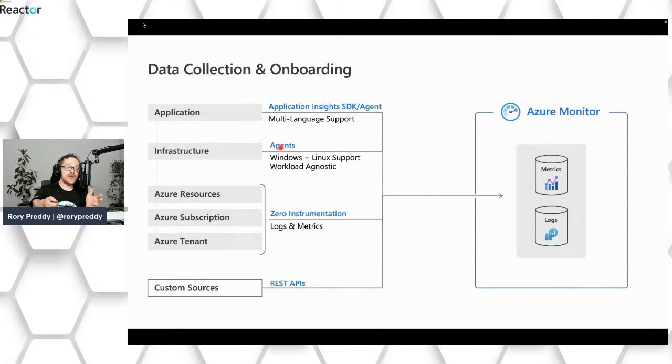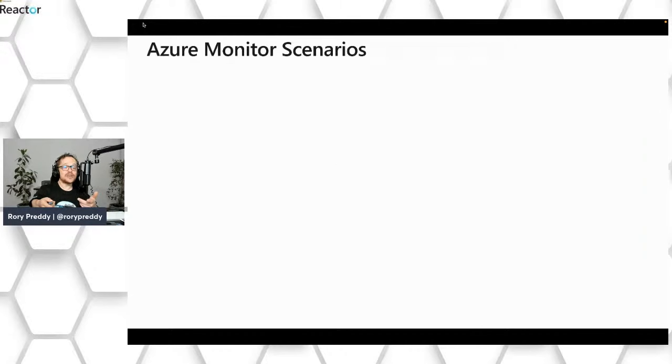You can also run in your infrastructure. You can run agents there, with Windows and Linux support, and it's workload agnostic. The agent would just run on your VM and send telemetry through to Azure Monitor. If you have Azure resources, a subscription and a tenant, you have zero instrumentation for logging metrics for those resources, so your logs and metrics will automatically be funneled through. And if you've got custom resources, you can also send via REST API all the way through to Azure Monitor and get your metrics and logs. So that's how you do data collection and onboarding.